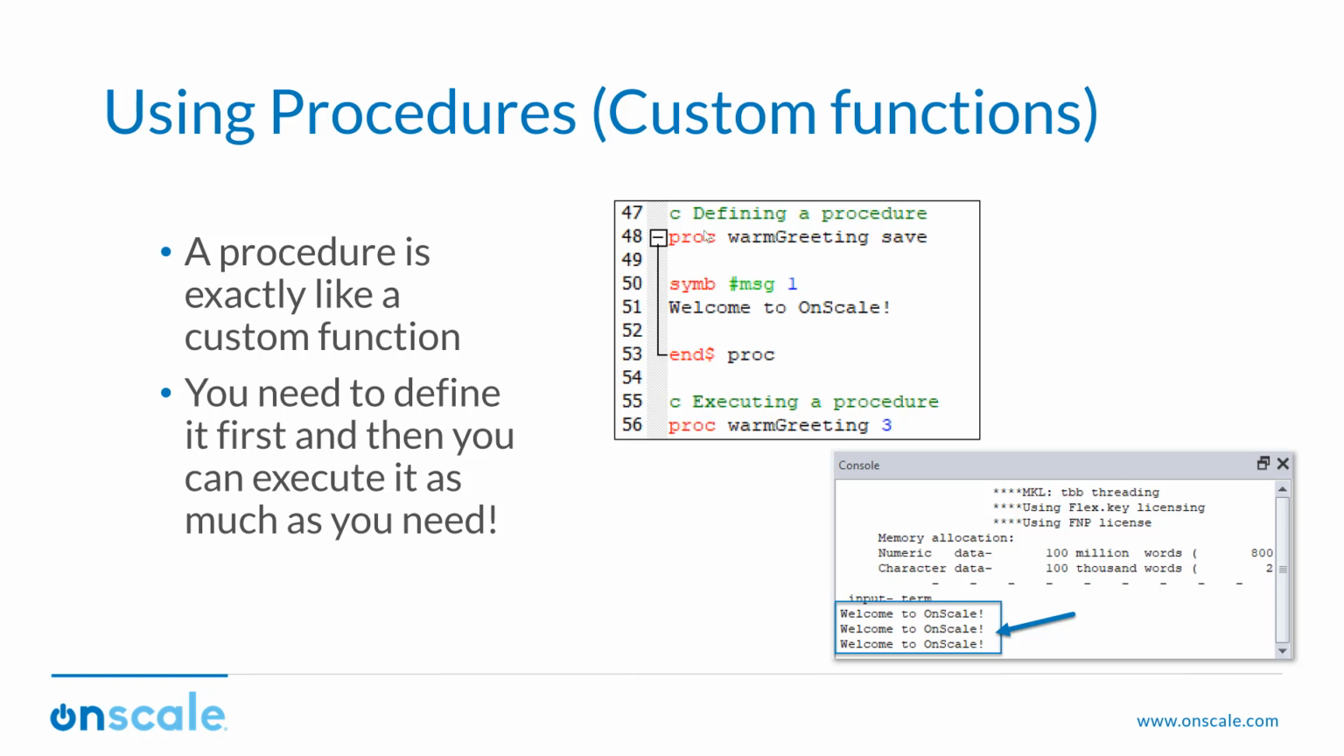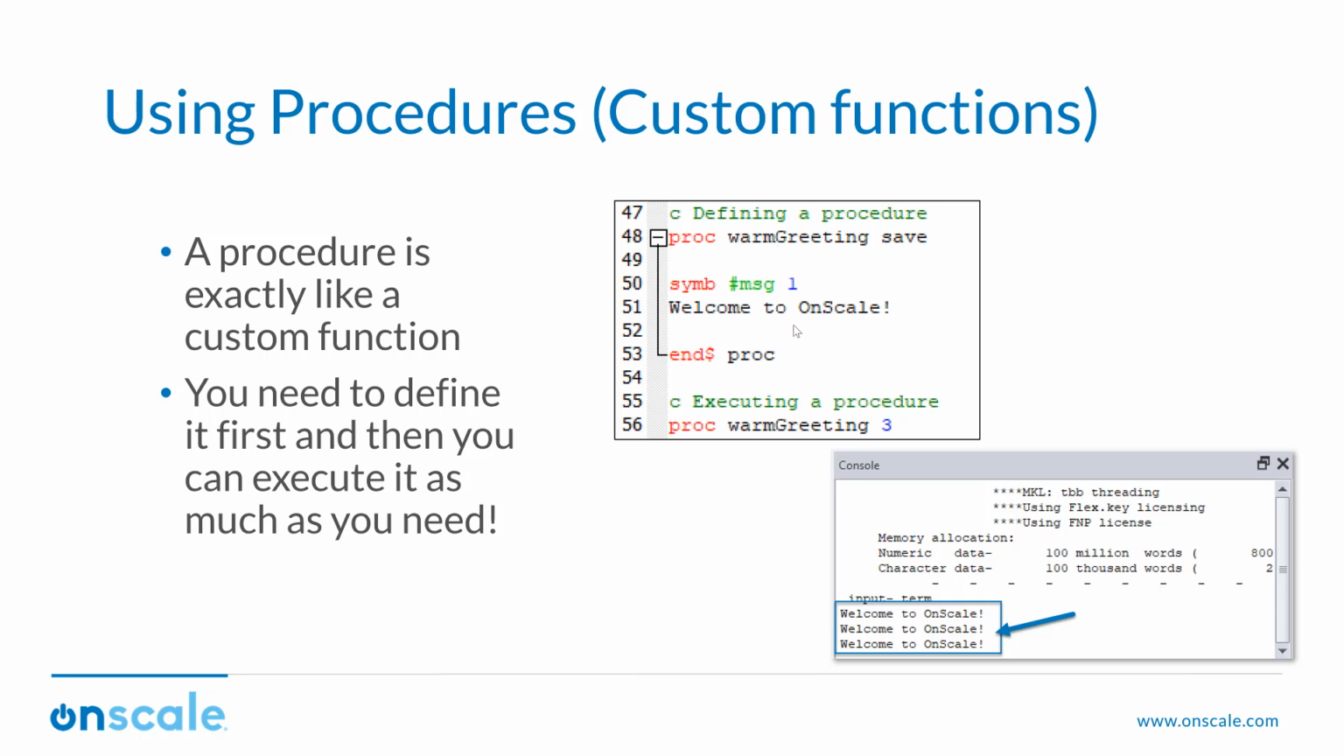So the basic syntax is, instead of using function as a keyword, you use proc, like procedure. Then you write the name of the procedure, so you can give it any name you want. And you write the keyword save to save this into memory. And you finish this procedure with end dollar proc, don't forget the dollar. You put whatever inside this procedure. So this code inside will be executed every time you call the procedure. And you can execute the procedure by using proc and the name of the procedure. And if you put a number afterwards, it will execute this procedure a certain number of times.